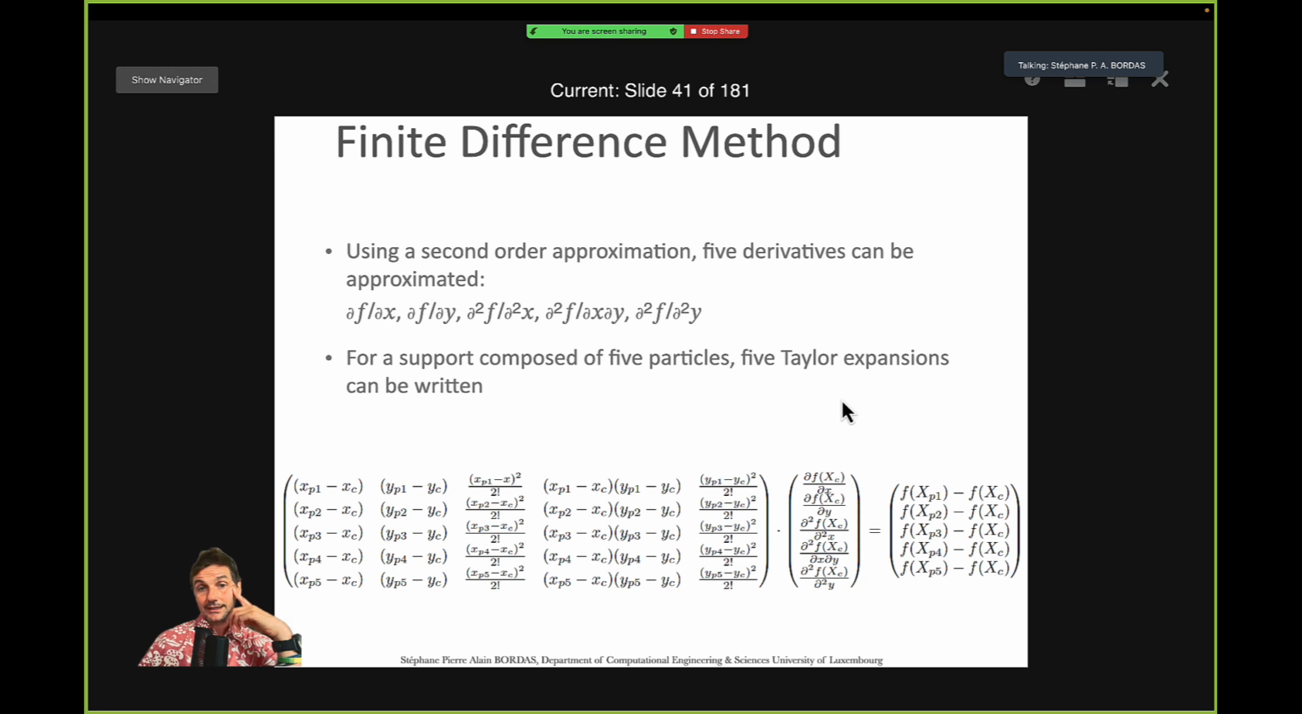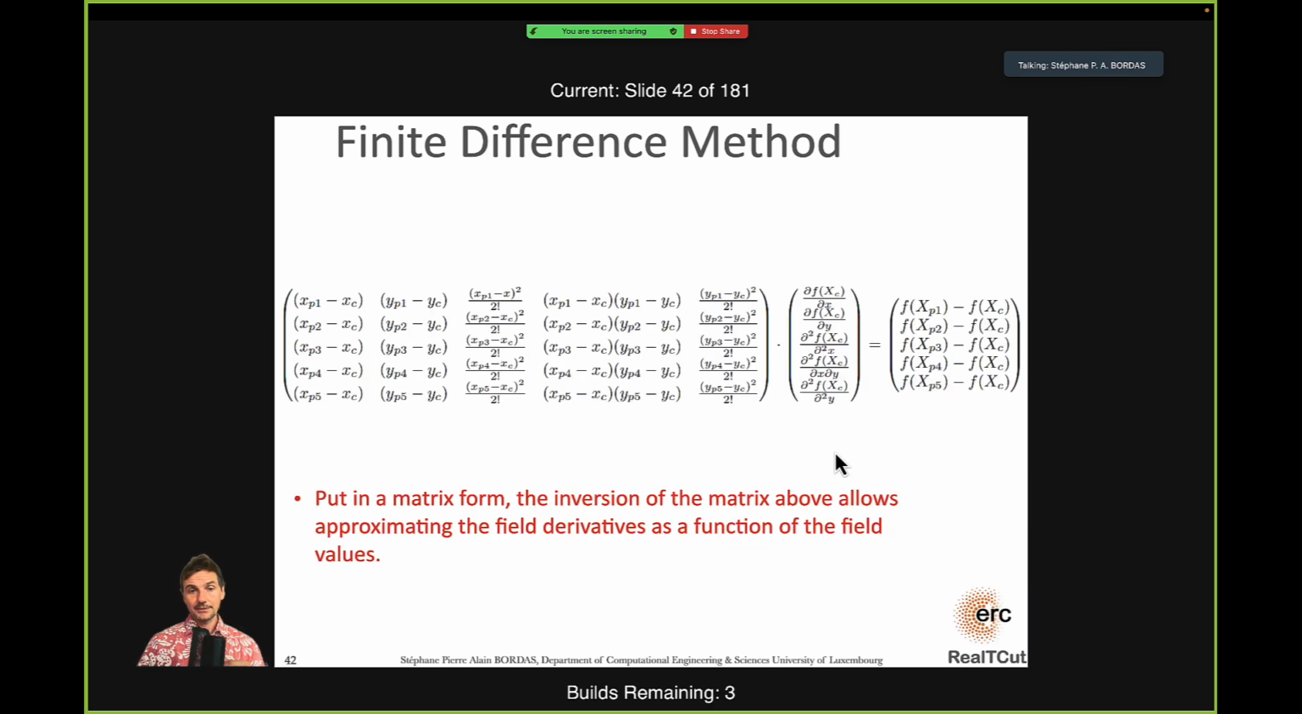So now you can see that if you have 5 particles, you can write 5 Taylor series expansions, and therefore you can hope to find 5 values for these derivatives, because that's what you're looking for. After all, what your question is here is, what is the derivative of function f at point xc? What is it with respect to x, then with respect to y, with respect to x twice, and then x and then y twice. So that way you have an approximation of this.